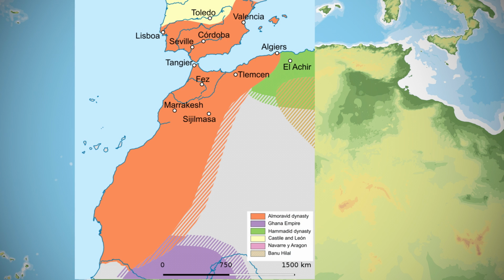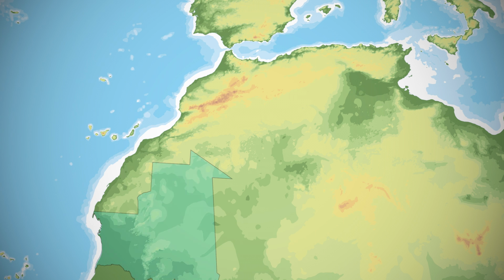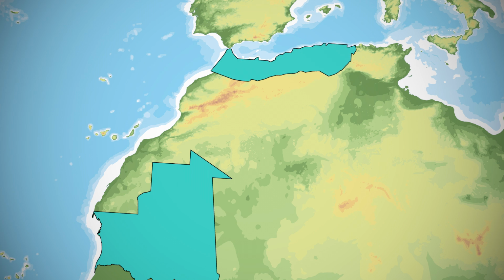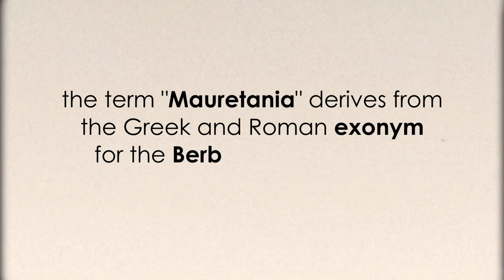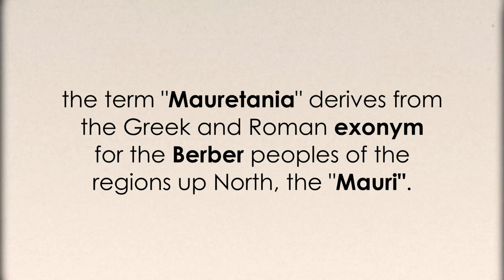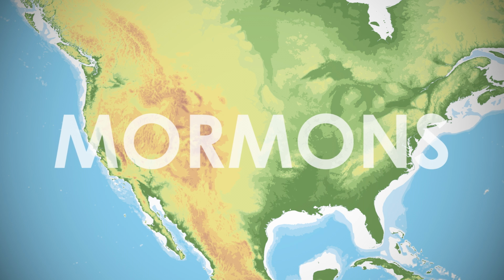At one point in medieval times, parts of modern Mauretania were under the control of the Moroccan kingdom, previously known as Mauretania. When the territory was named in 1958 by colonial powers, they chose this name as an homage to its historical ties to the Moorish crown. In fact, the term Mauretania derives from the Greek and Roman exonym for the Berber peoples of the regions up north, the Maori.